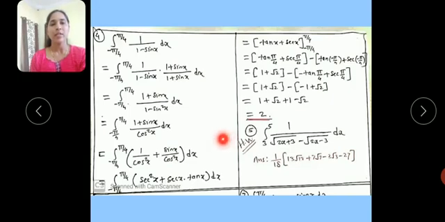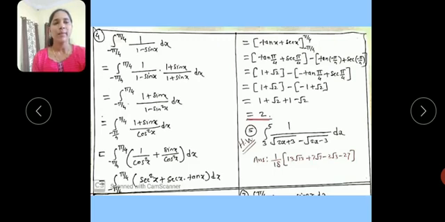By using the relation between cos and sec, it is reciprocal of each other, that is 1 divided by cos theta is equals to sec theta, and sin theta divided by cos theta is equals to tan theta. We get the step minus pi by 4 to pi by 4 sec square x plus sec x into tan x dx. This is equals to tan x plus sec x from minus pi by 4 to plus pi by 4. This is equals to tan pi by 4 plus sec pi by 4 minus tan of minus pi by 4 plus sec of minus pi by 4.